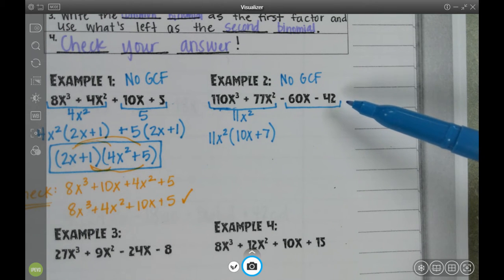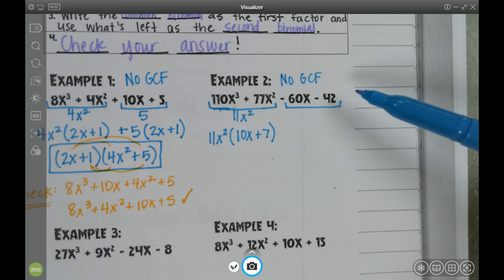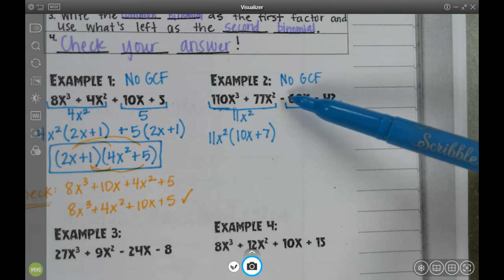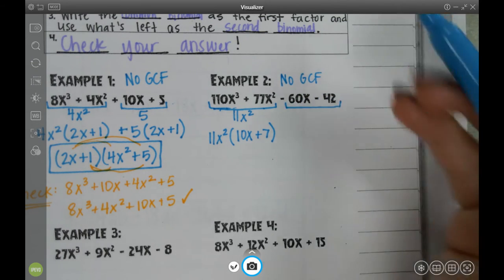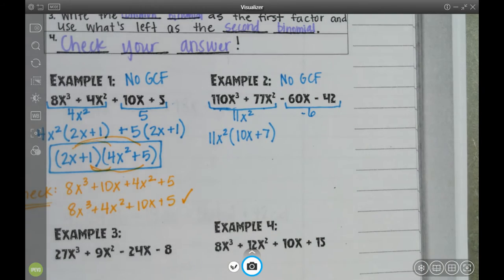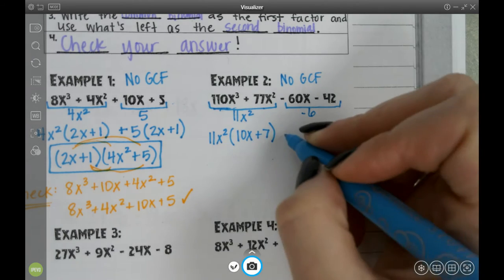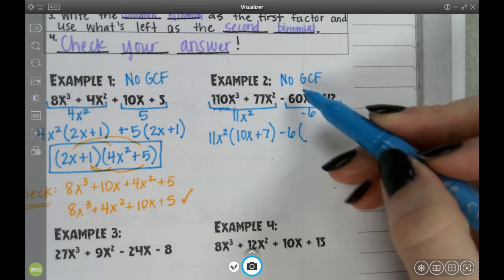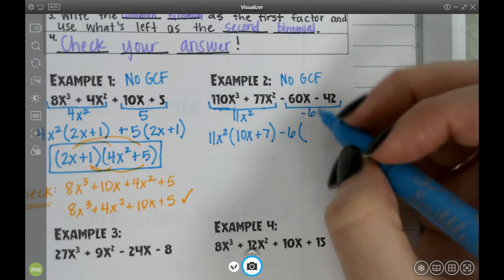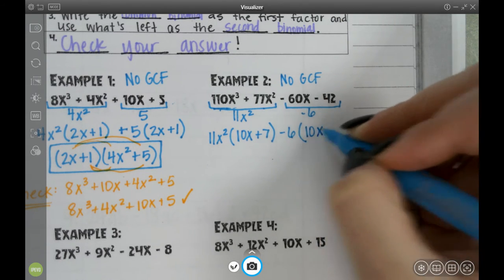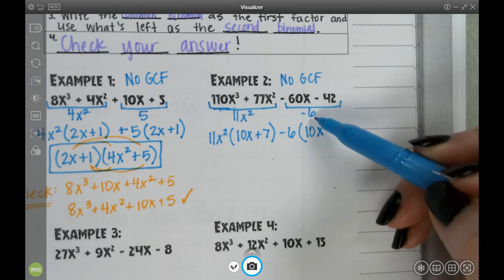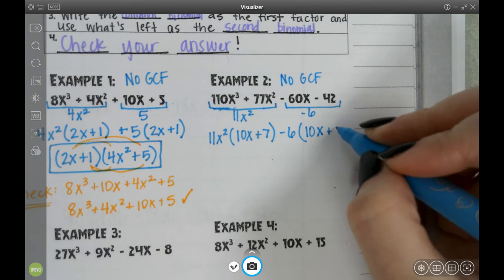6. Okay, I'm going to take out a negative 6 because they're both negative. I'll explain that in a second. So when I take out a negative 6, negative 60x divided by negative 6 is positive 10x. Negative 42 divided by negative 6 is positive 7.